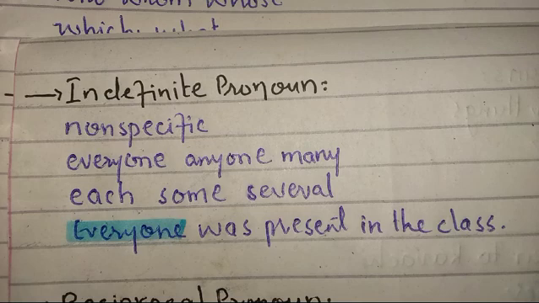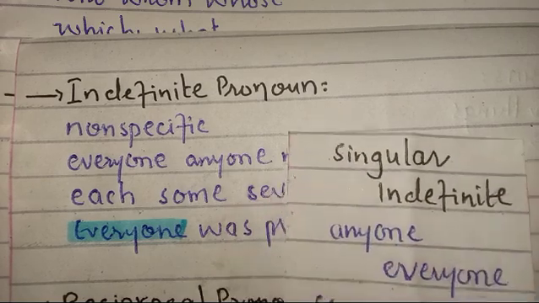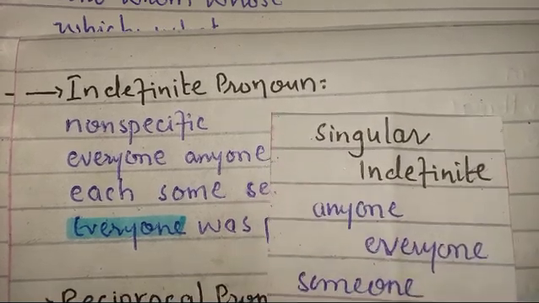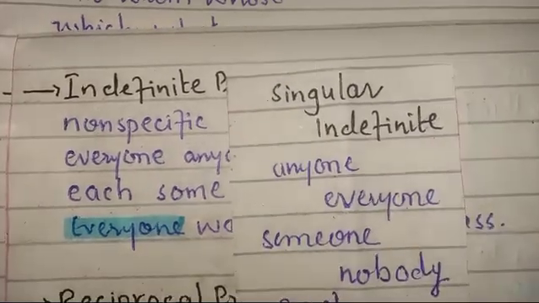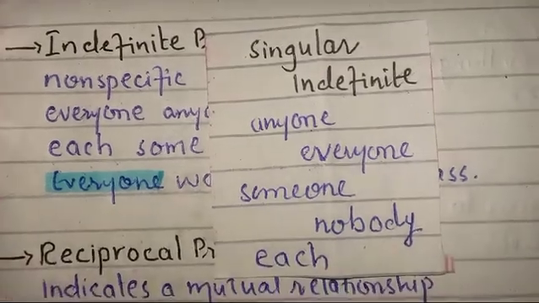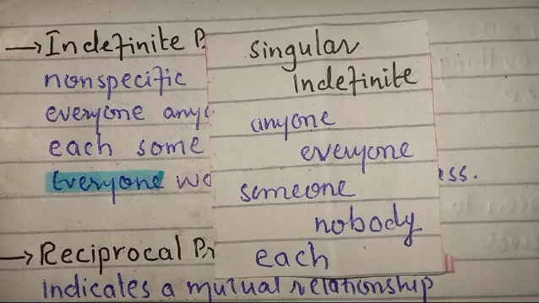Now there is a difference: in indefinite pronouns there are singular, plural, and the third category is singular as well as plural. So here the singular indefinite pronouns are anyone, everyone, someone, and nobody. These are the singular indefinite pronouns. Singular indefinite pronoun means with these pronouns the verb which we have to use will be singular.